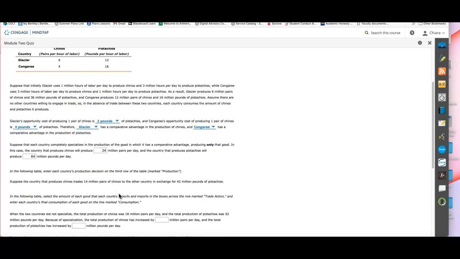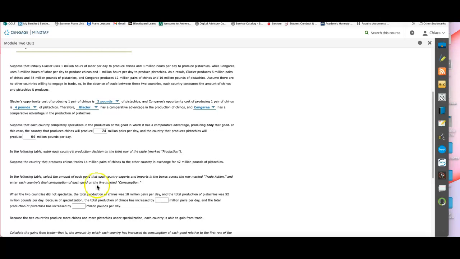So in the following table, now we can decide what the trade decisions are going to be. We know that they're going to trade somewhere in between their individual opportunity costs, because that is the only way that trade will be beneficial, right? So they are going to trade chinos for pistachios at a number that is between 2 and 4 pounds of pistachios per pair of chinos. You don't have to worry about that number because it's given to you. So the country that produces the chinos trades 14 million pairs of chinos to the other country. So who's producing the chinos? It's Glacier, and it produces 24 million pairs a day.